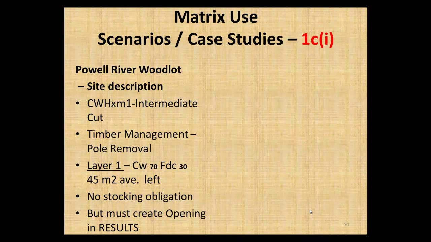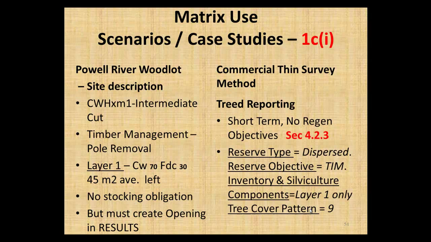So it's Coastal Western Hemlock XM1, intermediate cut, timber management, pole removal. Nice market for cedar poles, so let's take a few out of there. Still have to call it an opening. Layer 1 is retained, that's it. Cedar 70 for 30, 45 square meters on average left behind, so it's greater than 40 square meters, so no stocking obligation, but must create an opening in results. Really, that's the take-home message here as well.